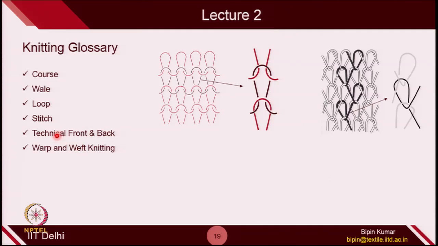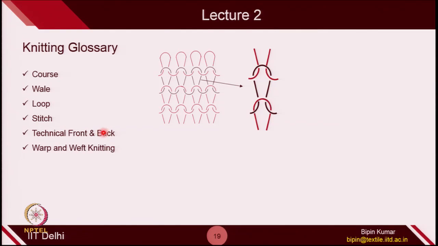We also define technical back and technical front based on the appearance of the fabric structure. So, right now if you see this loop, it is being formed on the technical back side. If you reverse this loop to the other side, it will look like a technical front.